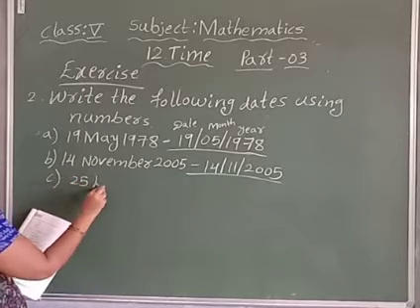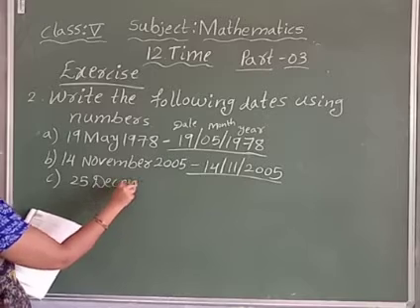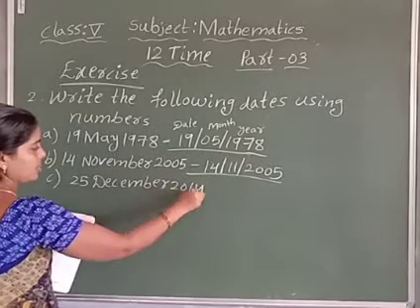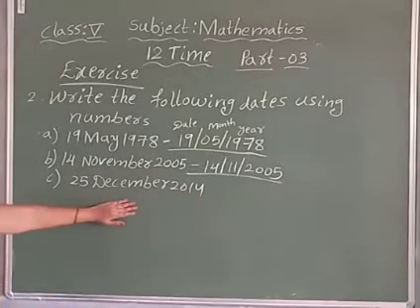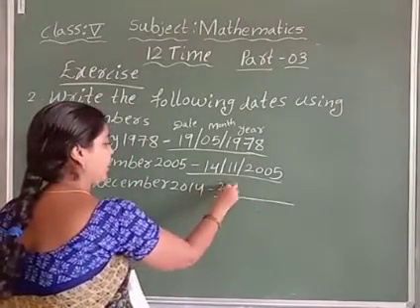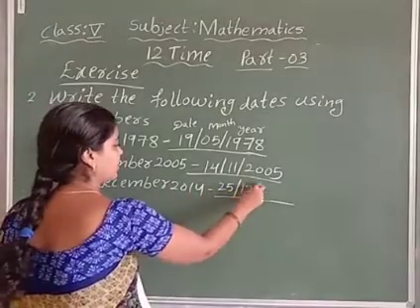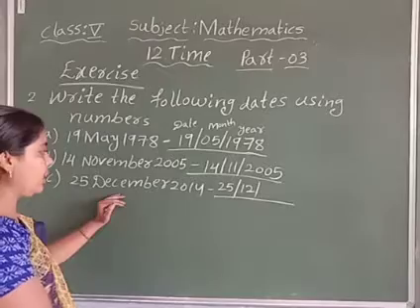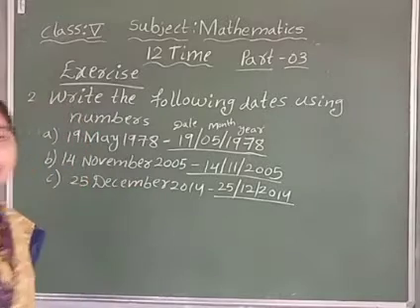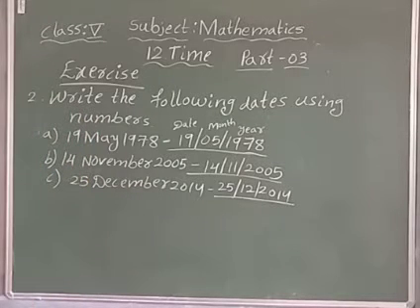25th December. Learn the spellings compulsorily, children. 25th December 2014. See here, 25th is the date. December is 12, December means the 12th month, yes. Then 2014. You will write in your notebook and in your textbook also, children. Write properly. Write the next question in your notebook.